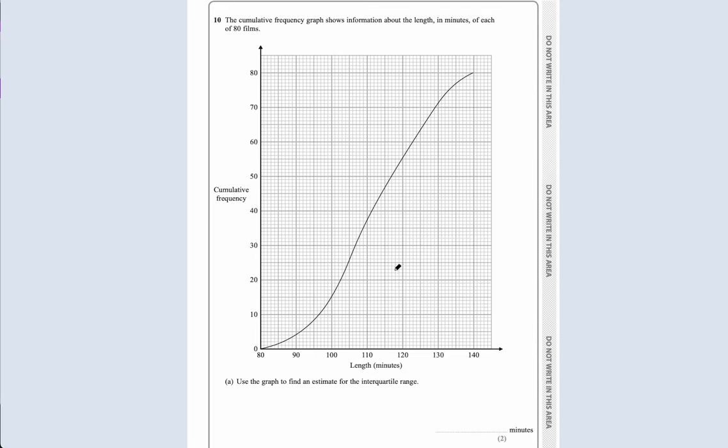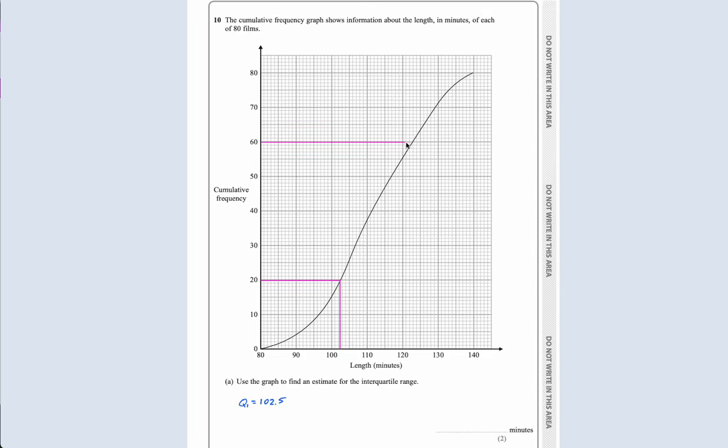Let's get a pink marker here. I go to 20. I go across. And I go down. Now this looks to me to be right in between those two. Okay, so that is 102.5. So Q1 equals 102.5. And then Q3, I need to go to 60 because this is 3/4 of 80.